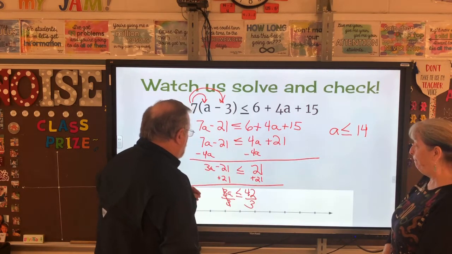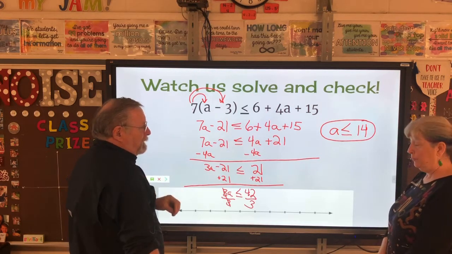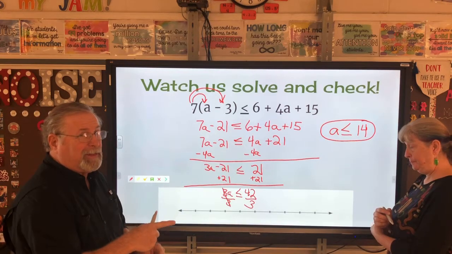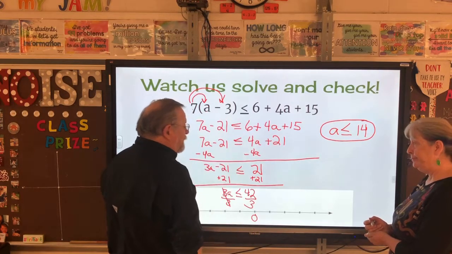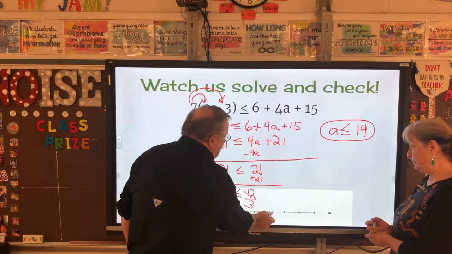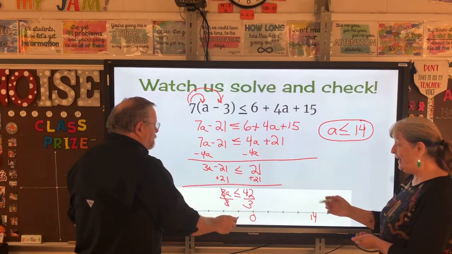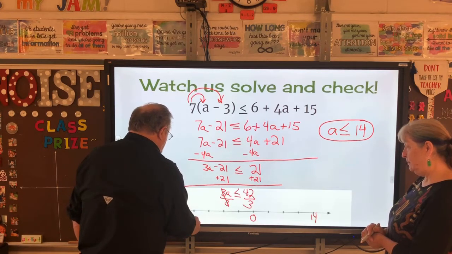So, we have a is less than or equal to 14. So, let's see. That means she likes zeros on her number line. So I'm gonna put a 0 on the number line for her because I love her. Okay. And then I'm gonna put 14 here. And I like to do the opposite, the negative 14.